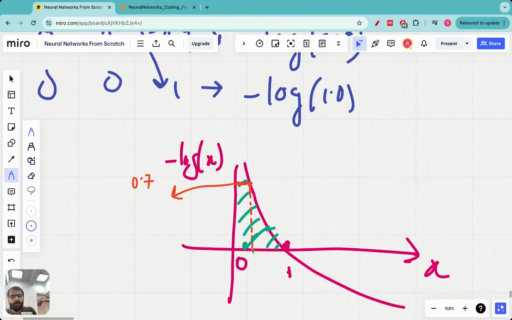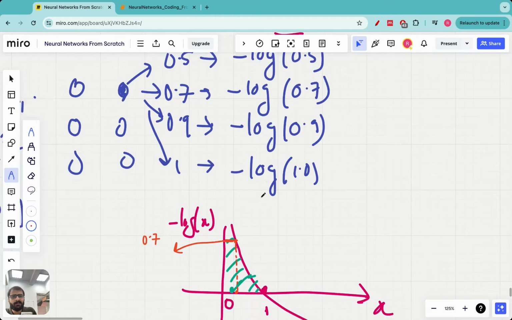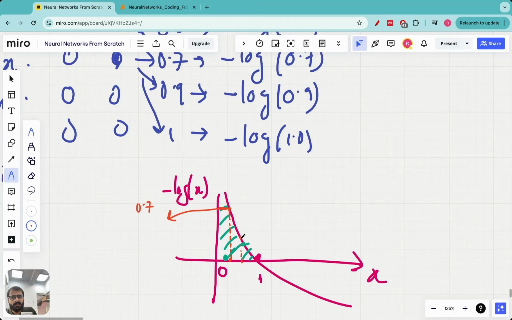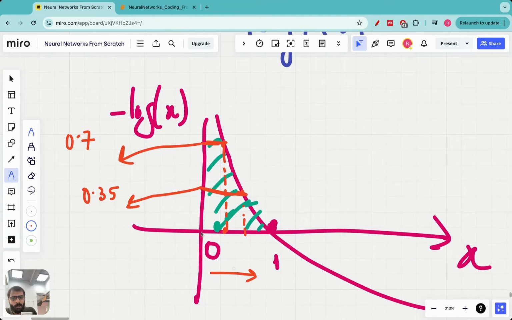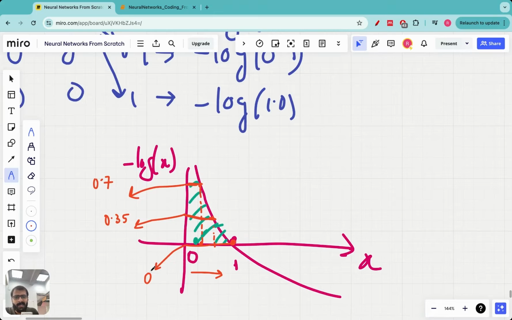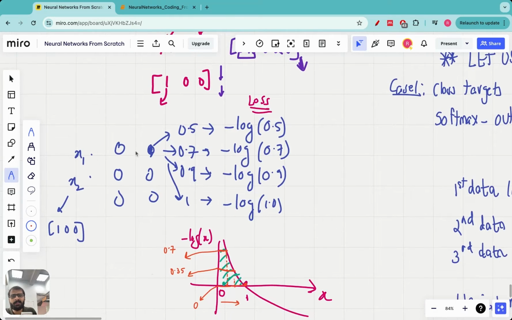Now, if the input, on the other hand, is 0.7, its loss will be lower. It will be around 0.3, 0.35. So as you can see, if we move to the right-hand side of this input, the loss actually decreases. And if we move to the answer 1, then the loss actually becomes 0. And that's exactly what we wanted, because if the prediction of this first neuron is 1, it means that we are 100% confident that this input belongs to the red category. So negative log of 1 is anyway 0, so this will be 0 loss.